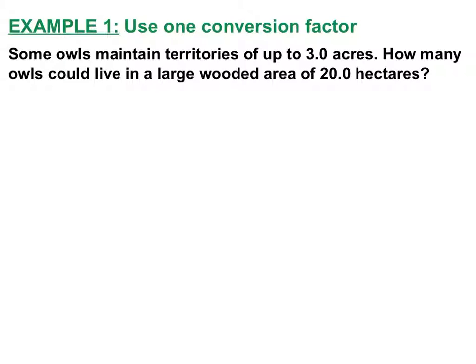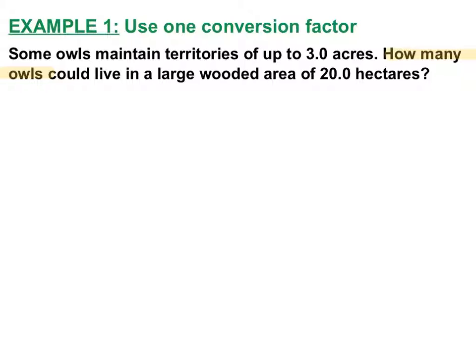So let's start with a real-world problem, because I think that's the best to understand why we do this method. Some owls maintain territories of up to 3 acres. How many owls could live in a large wooded area of 20 hectares? So what we're trying to figure out, and the best way to start these problems, is what do you want in the end? We want to know how many owls. I'm going to highlight that. How many owls?